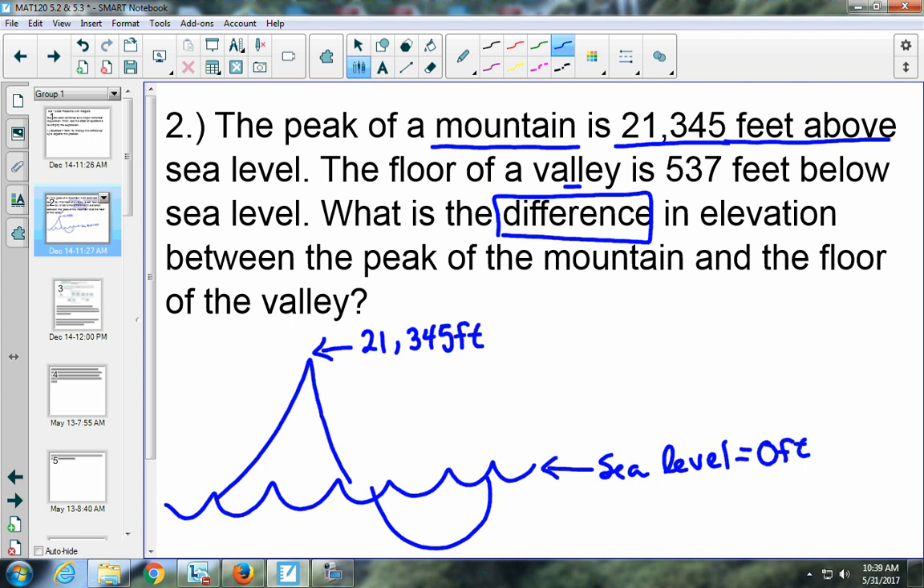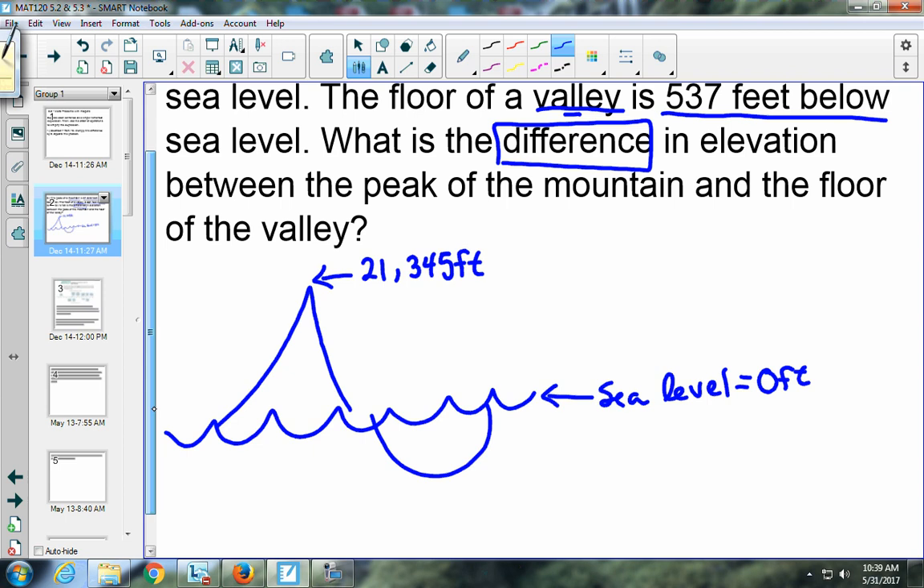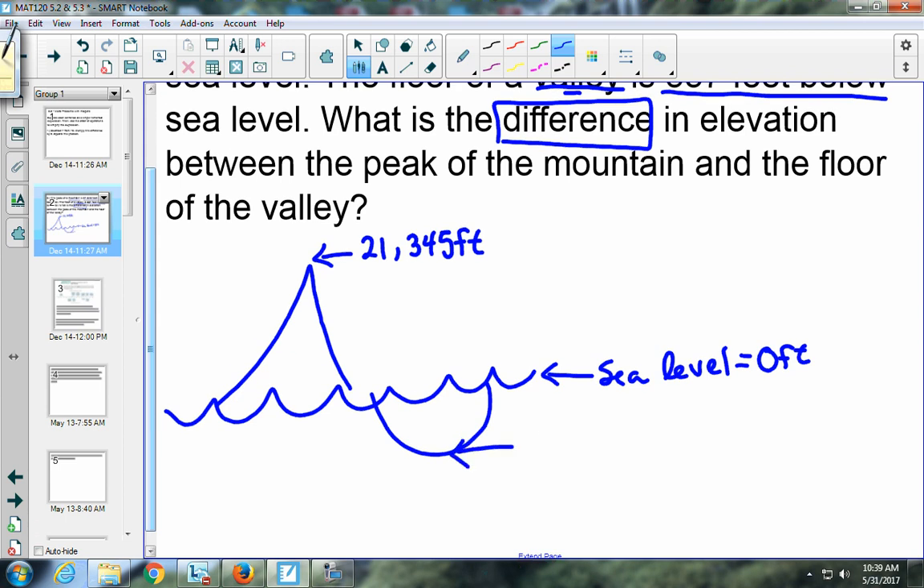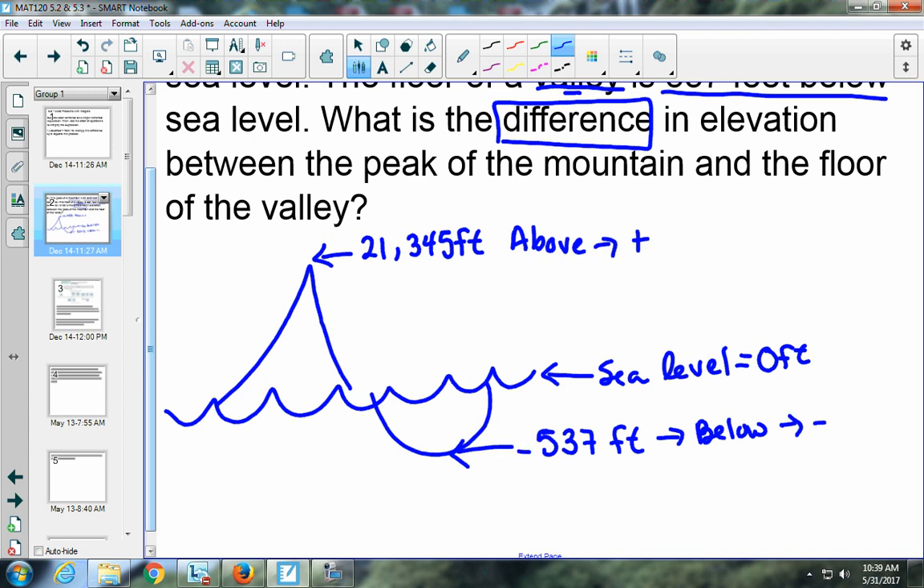The other thing they tell us is that the floor of the valley is 537 feet below sea level. So that's down here. And we can just label it with the number. But there is a difference between our mountain and our valley. The mountain is above sea level. So because of that, it's a positive number. And because our valley is below sea level, it needs to be a negative number. So this will be negative 537 feet.